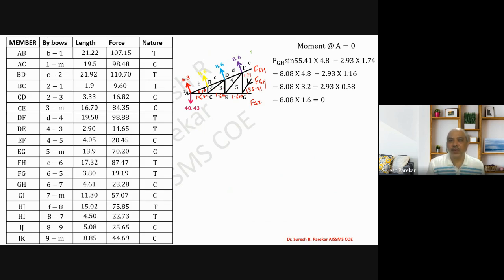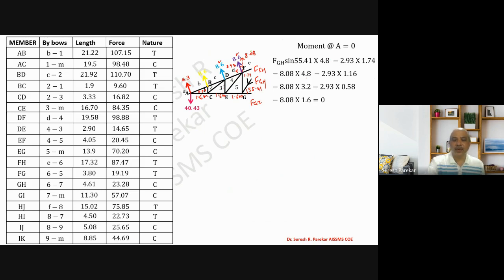Now we are going to get two components of this. The vertical component will be 8.08, which is 8.6 cos 19.93, and the horizontal component we get as 2.93. So we have 8.08 into 4.8 and 2.93 into 1.74. Then, due to this, second we have 3.2 and 1.16, and then due to this we have 0.58 vertical, and horizontal we have 1.6.